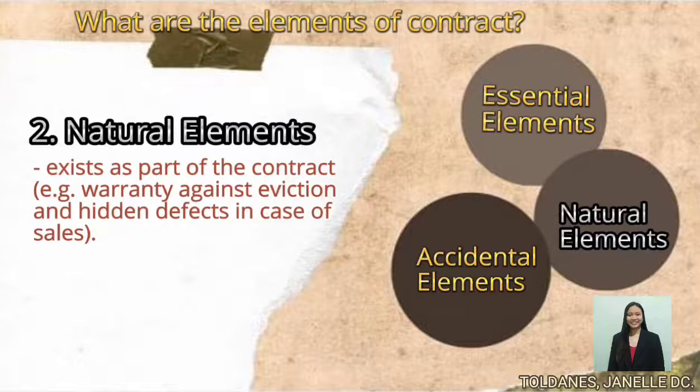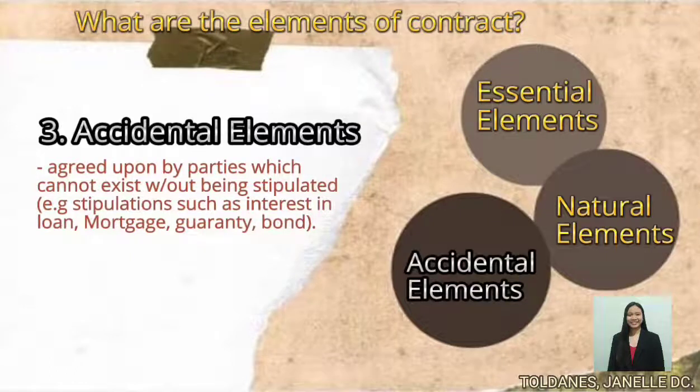The second one is the natural element. Natural elements are those elements which are found in a contract by its nature and presumed by law to exist, such as warranty against hidden defects or eviction in a contract of sale. This element is a warranty for the defects or eviction of a certain contract of sale that will be presumed by the existing law. It is also presumed to exist in certain contracts unless the contrary is expressed as stipulated by the parties.